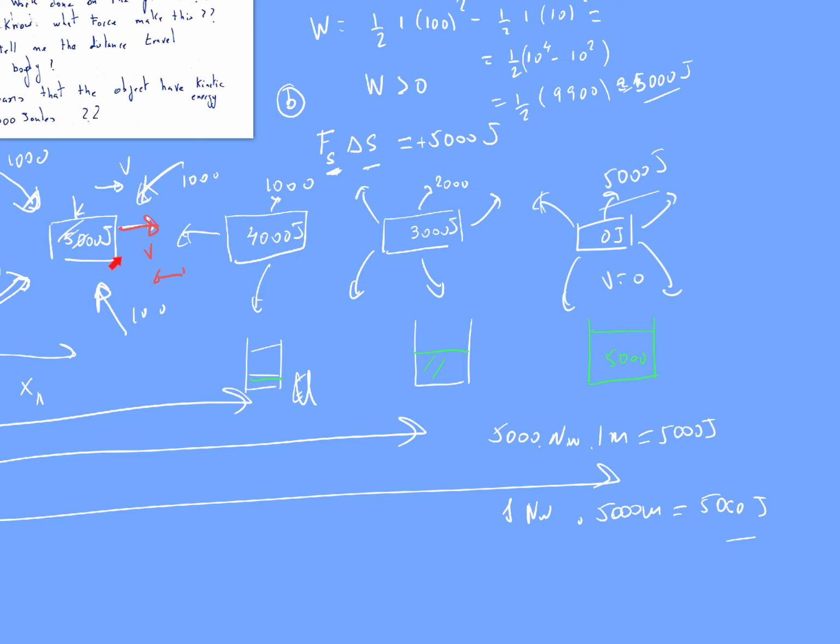It has kinetic energy of 5,000 joules, and it can give the 5,000 joules to the environment, so the environment will have the 5,000 joules, and the object will have no kinetic energy, so its velocity will be zero. So 5,000 joules is the maximum total energy that the object can release to the environment until it stops. And this is the answer.